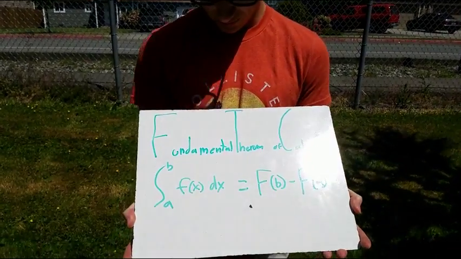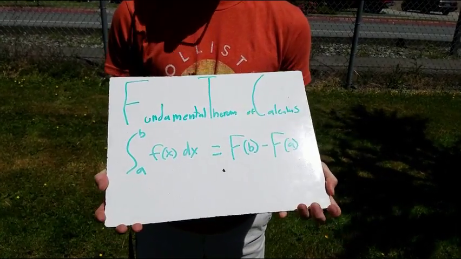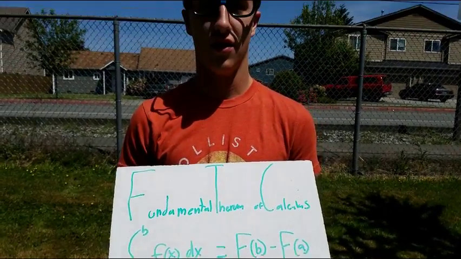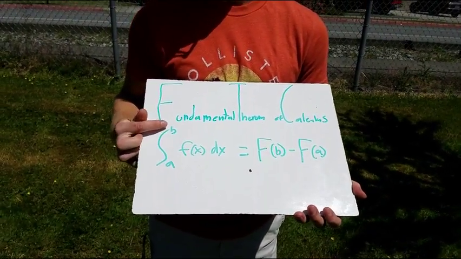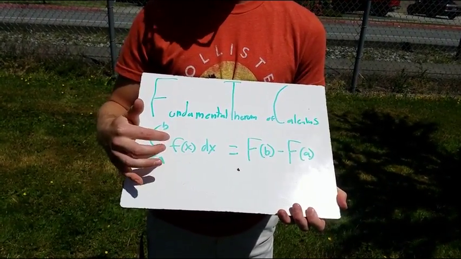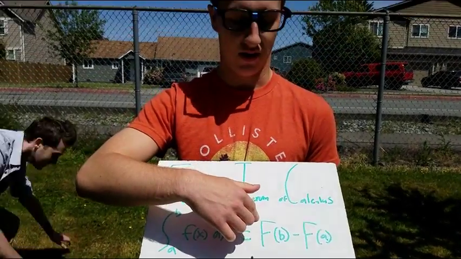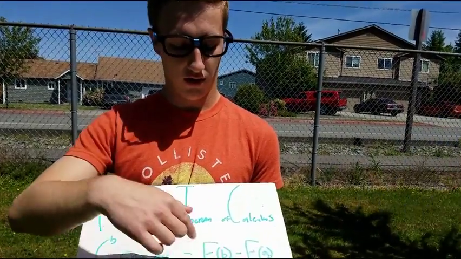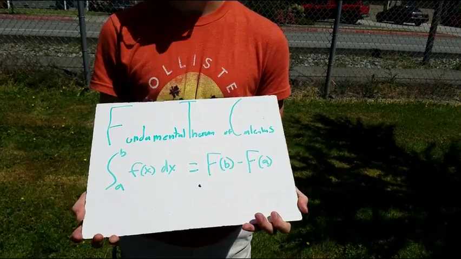Okay, today we're learning about the fundamental theorem of calculus, which is abbreviated FTC, and it's one of the most important things you need to know for the test. And it says that if you have an integral from a to b of some function with respect to x, then it's going to be the antiderivative of that function plugging in b minus the antiderivative of that function plugging in a, and that'll give you your answer.